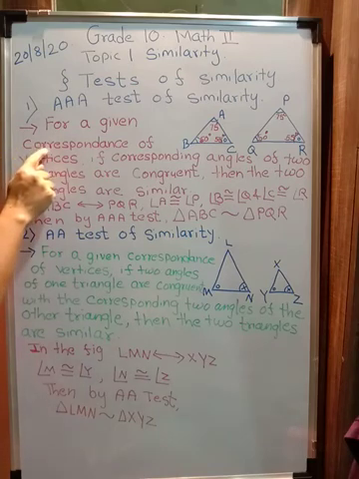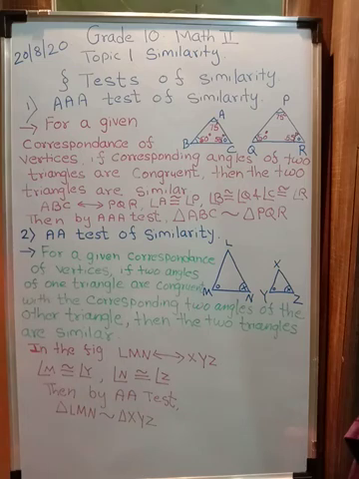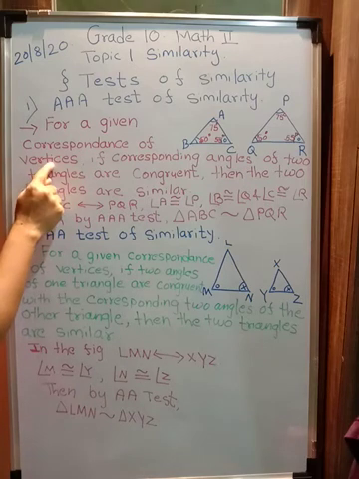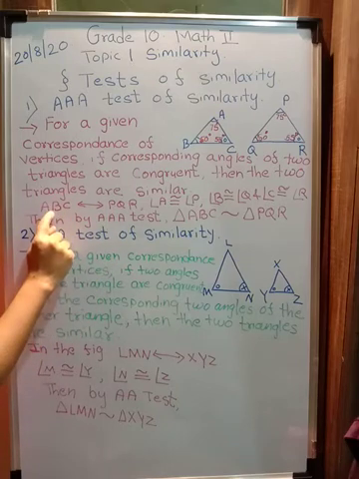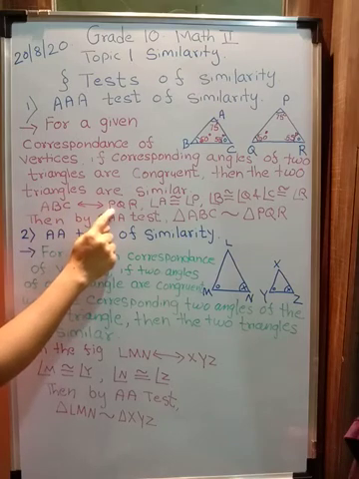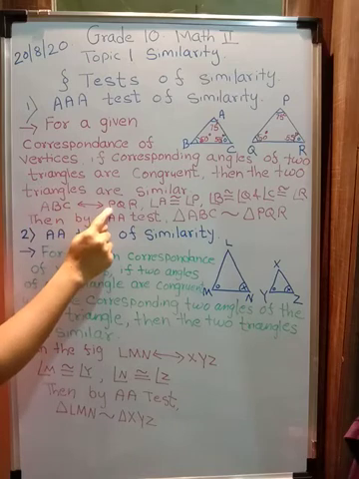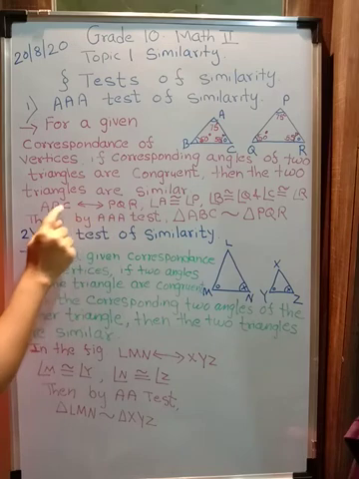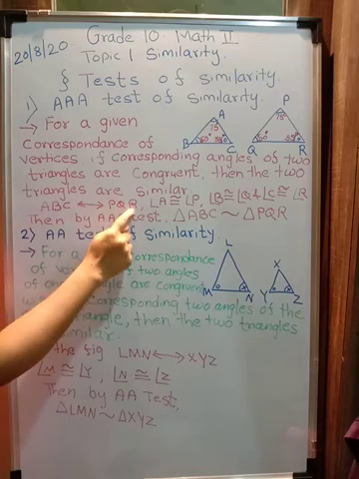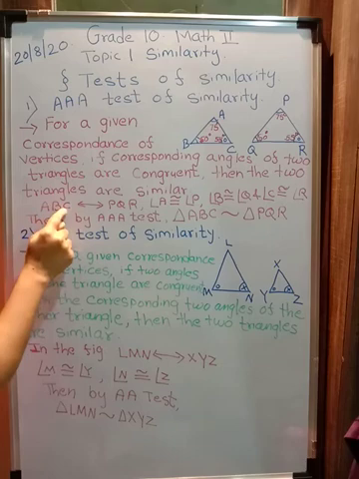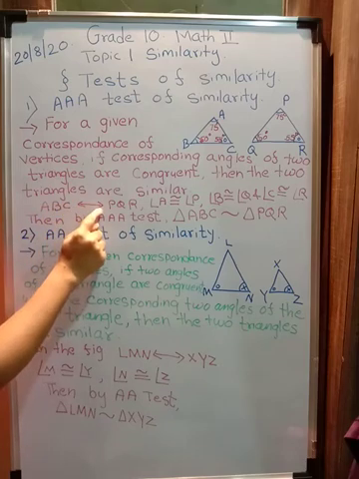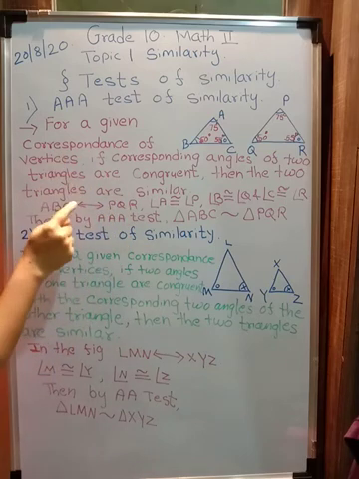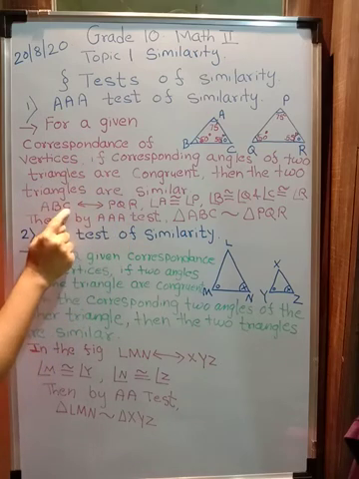So what is the definition? You may pause the video and take down the tests of similarity. So for a given correspondence of vertices, what is a one-to-one correspondence of vertices? A matches with P, then B with Q, C with R. So angle A will be equal to angle P, B will be equal to Q and C will be equal to R. That is to say that ABC has a one-to-one correspondence with PQR. So this is the one-to-one correspondence for vertices.